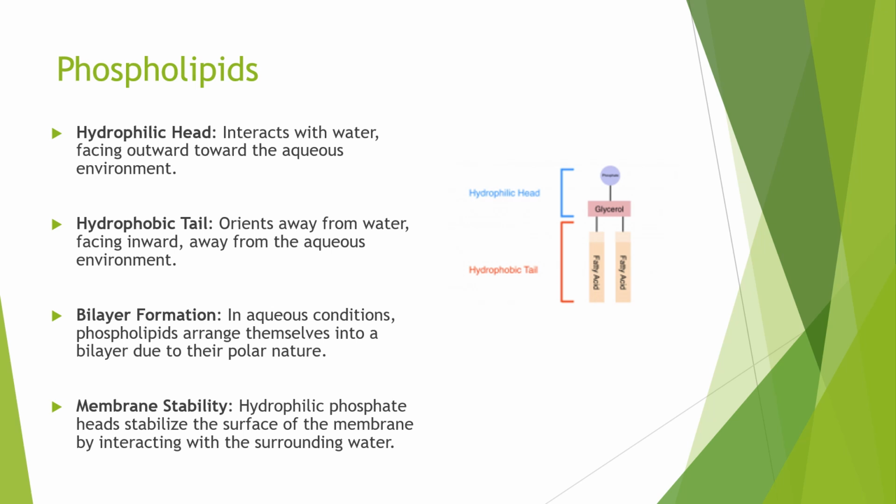So to briefly summarize this slide on phospholipids, the unique properties of phospholipids, being the hydrophilic and hydrophobic parts, allow them to form a bilayer, which is fundamental to cell membrane structure and function. This arrangement is essential for maintaining cellular boundaries and facilitating various cellular processes.